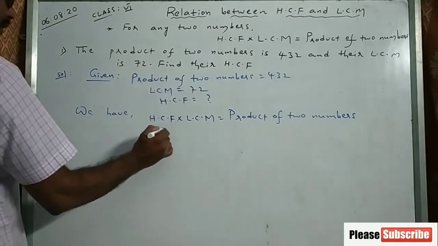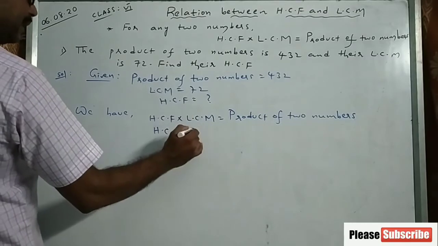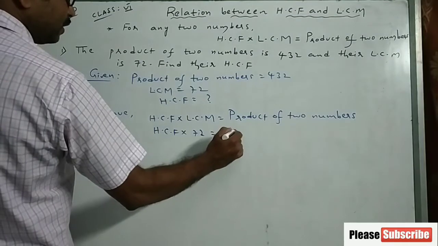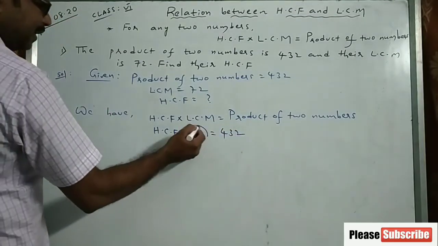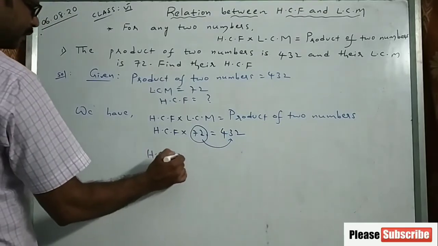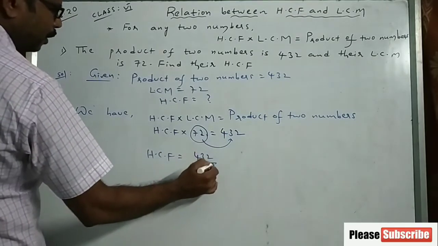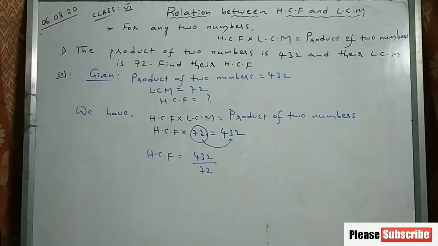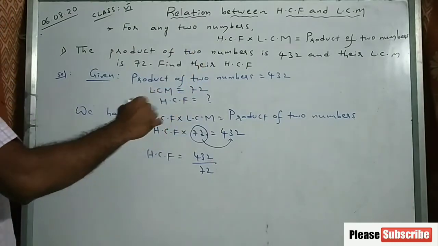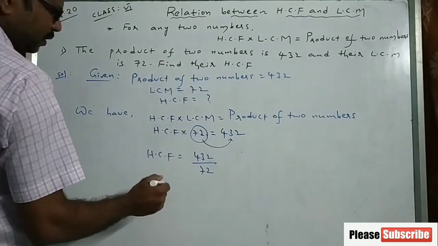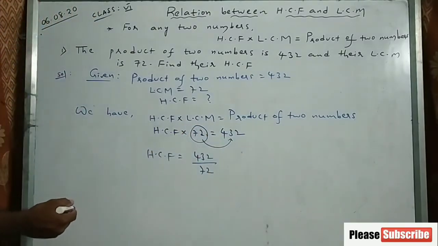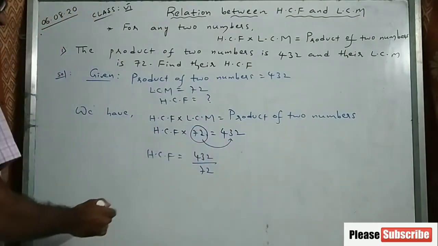HCF we should find. LCM is given 72. Product of two numbers is also given 432. Now send this 72 that side. Then what happens? 432 upon 72. This is in the multiplication on left hand side. If you send to the right hand side, it becomes division. Remember that procedure, okay?